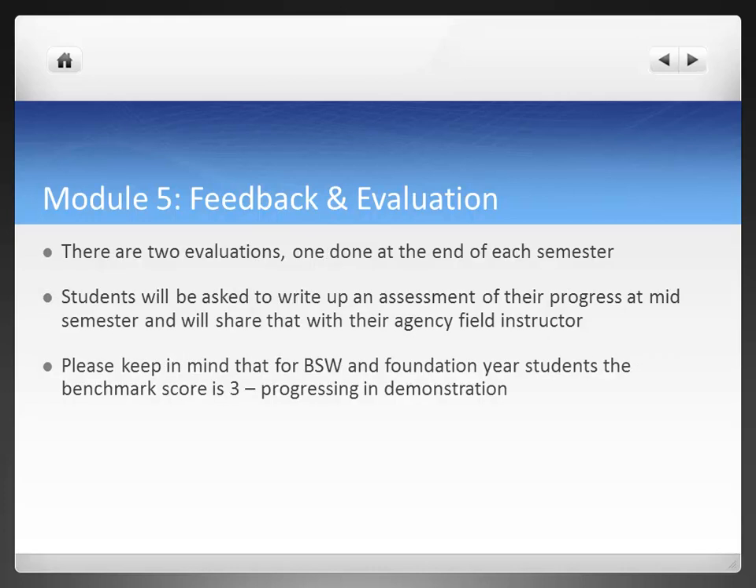There are two evaluations that get done, one at the end of each semester. So there is a fall semester evaluation and a spring semester evaluation. Students may be asked to write up an assessment of their progress at mid-semester. Individual faculty field liaisons often ask students to write a brief narrative in the seminar about where they feel they're progressing in the placement. If that's done, they will likely bring that to you as well and ask you to sign off on it. But it will be something that's generated by the student.